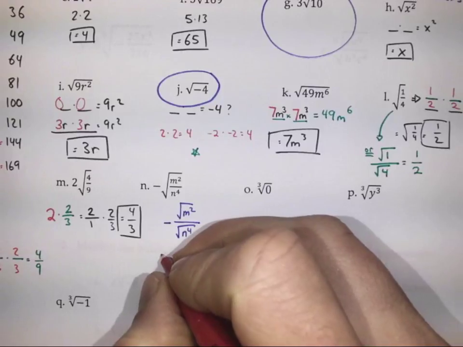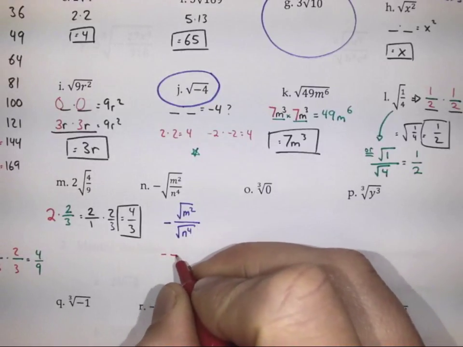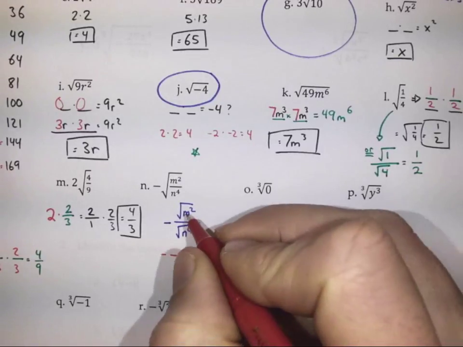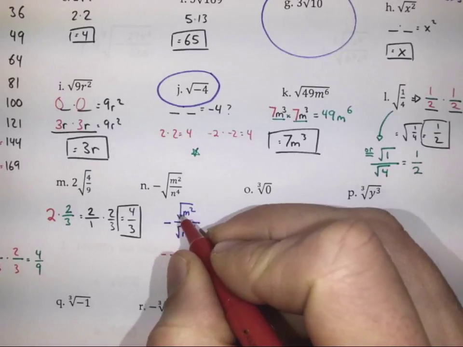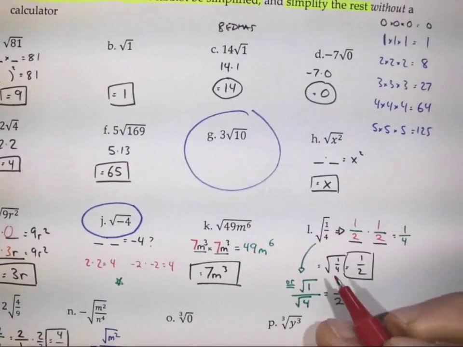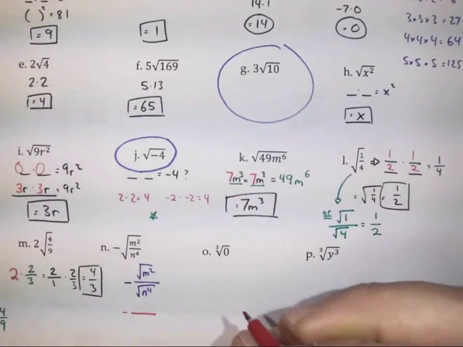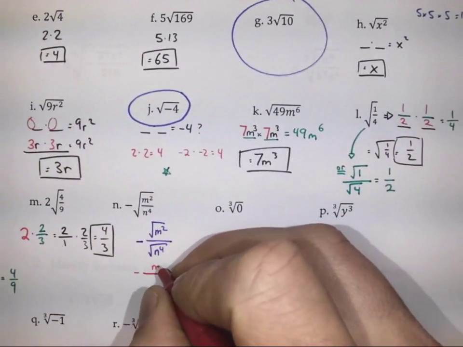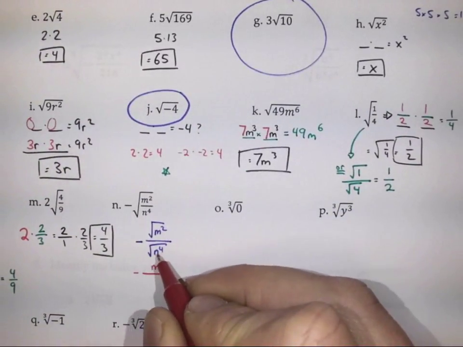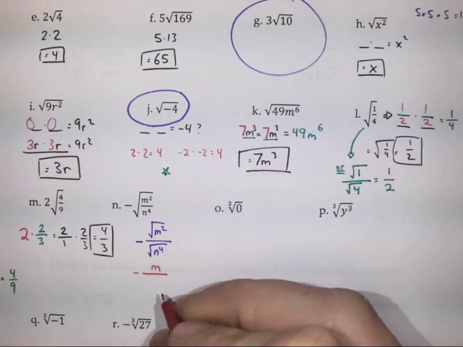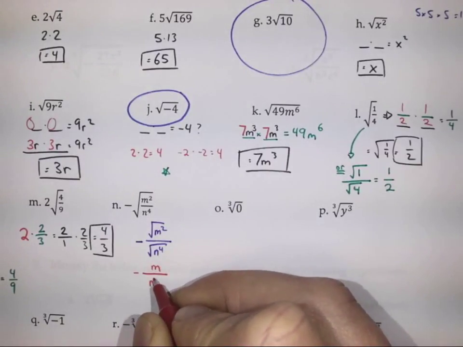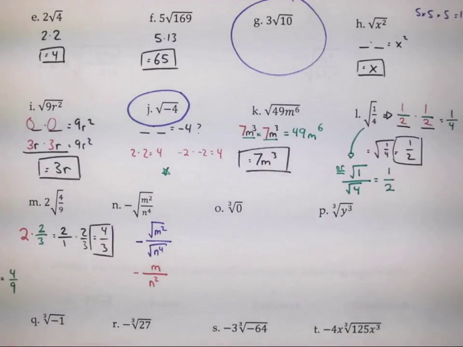Okay. So I'm going to keep that negative in front. Say, okay, root m squared, well, that's really similar to question H, right? Just a different letter. So that's just going to become m. And the root of n raised to an exponent of 4, well, that's going to be n squared. N squared times n squared gives us n to the power 4.